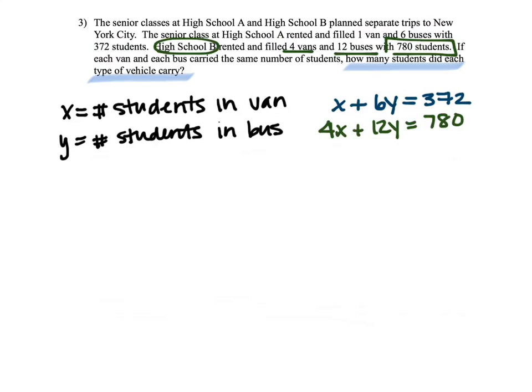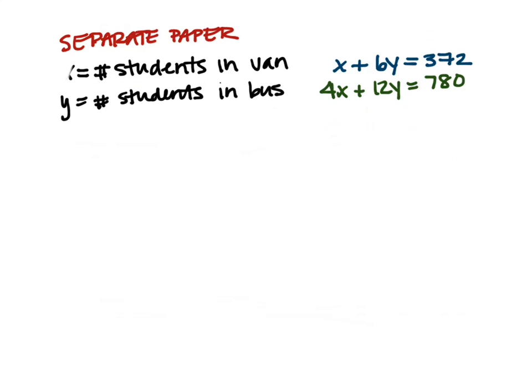Now, taking a look at this, I'm writing this information on a separate sheet of paper. So let's go ahead and make sure that we've done that. So again, this is on separate paper. And we have our 2 equations, so this is our system. And we're going to solve for what X is and what Y is. Essentially we're solving for the number of students in each vehicle, so the number of students in the van and the number of students in each bus.